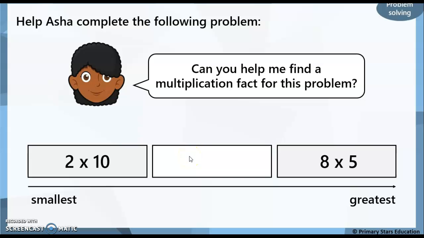So we need to think about what multiplication sums we can do that are between 20 and 40. Here are some ideas. It could be 3 times 10, which is 30. 5 times 5, which is 25. 6 times 5 is 30. Or 7 times 5 is 35. Remember, it would have to be between 20 and 40, and all their answers are between 20 and 40. Can you have a go at those questions now, please?